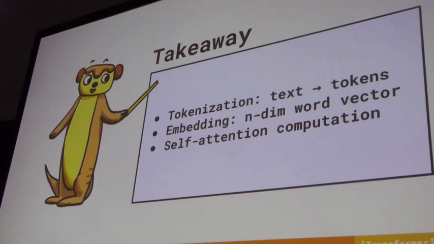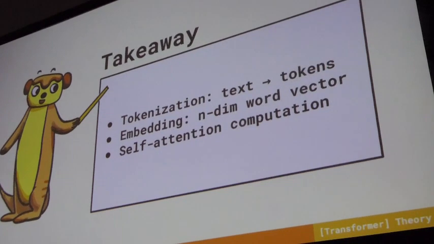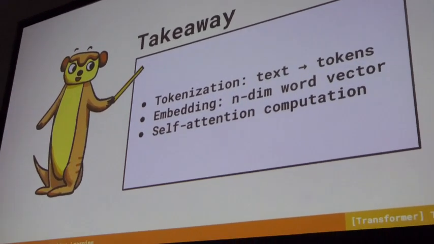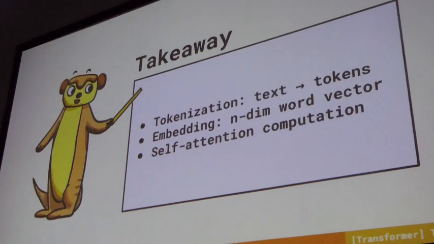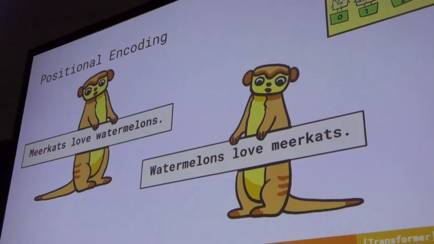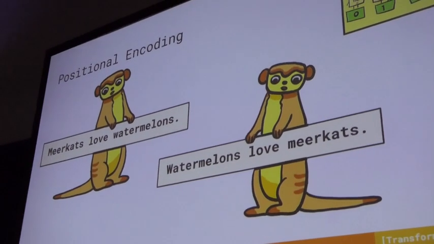To recap what we have just covered, we learned that given the text sequence, we need to perform tokenization and embed these tokens so that we can easily compute self-attention to weight parts of the sequence differently. With each embedding vector in the sequence, we also need to encode their position in the sequence.